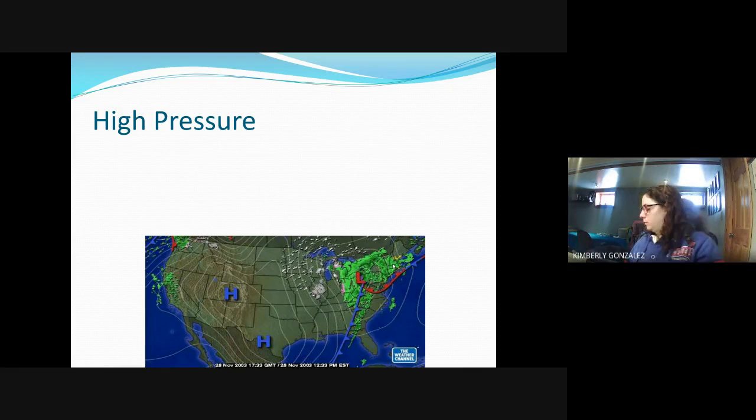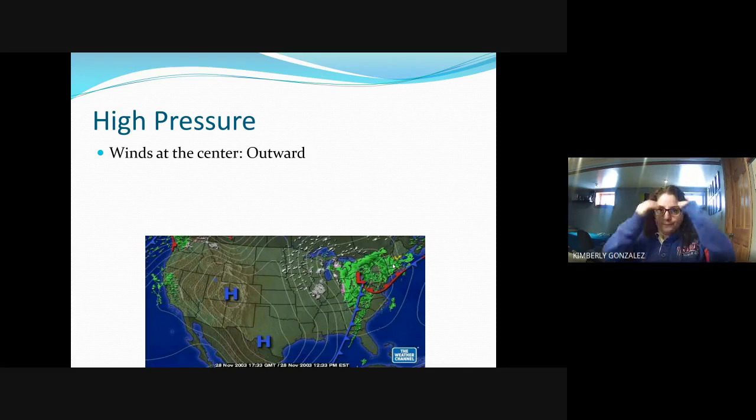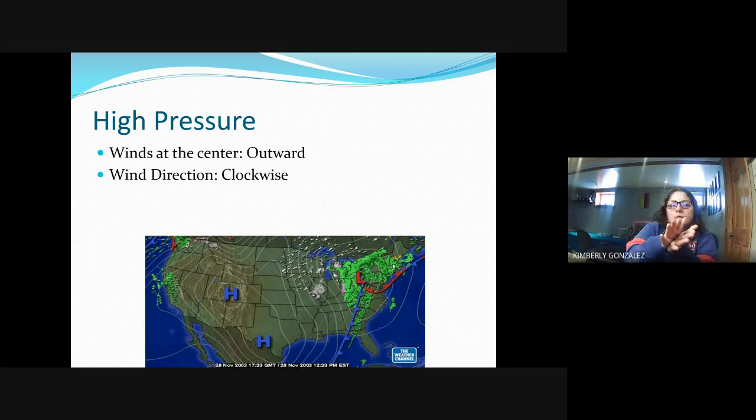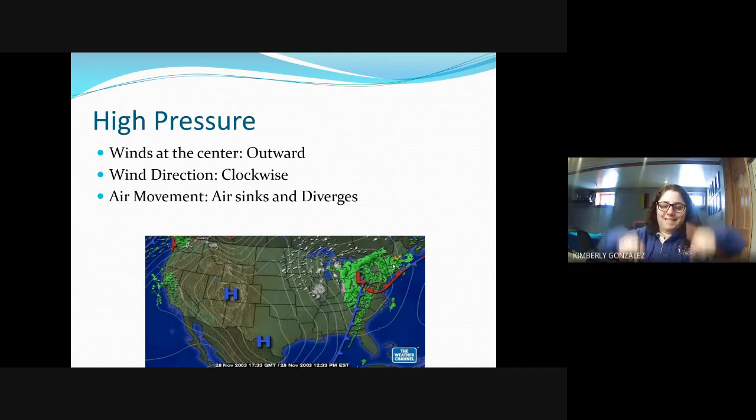Well, first of all, capital H stands for high pressure. Very simple, very easy. Capital L stands for low pressure, but there are other indicators on here that are telling me this. So let's look. When you have high pressure, what actually is happening? Well, the winds at the center are moving out. They're going to move out from the center, okay? They're going to move out and clockwise, all right? They're not only going to move out and clockwise, but they're also going to move down. So it's down, out, and clockwise.